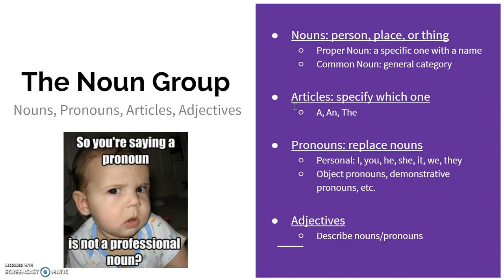Articles are probably the easiest part of speech out of the 9 to remember, because it's just 3 specific words, a, an, and the. They help specify which noun or pronoun is being discussed.